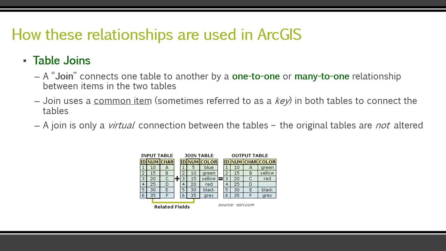So there has to be something similar in both those tables that indicates which fields should connect up to each other. And the thing to remember about these table joins in any ArcGIS software, whether it be ArcMap, ArcPro, or ArcGIS Online, is that a table join is only a virtual connection between your tables. The original tables are not altered. It is only a virtual connection within that ArcMap project, within that ArcPro project, or within that ArcGIS Online instance or map that you're working on.